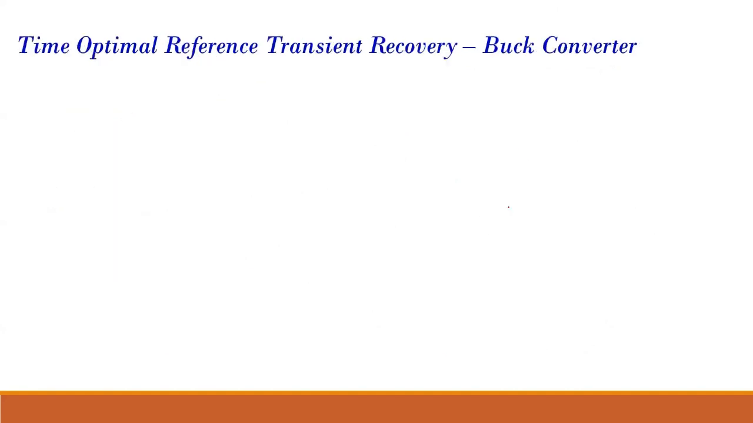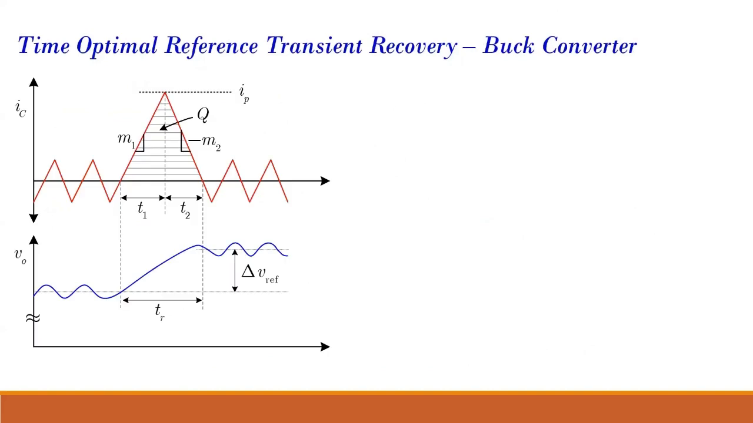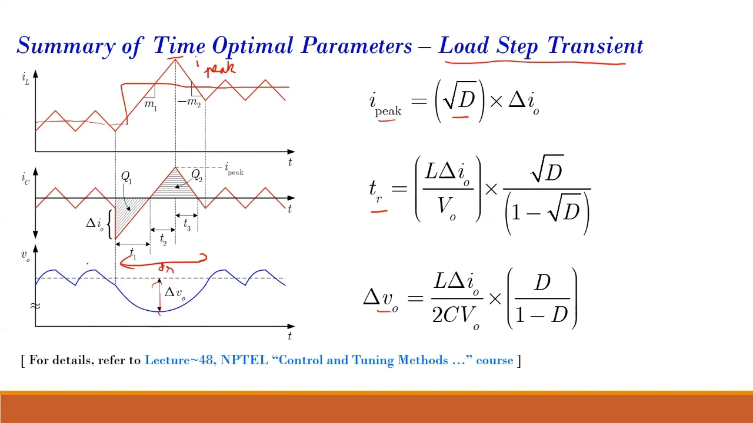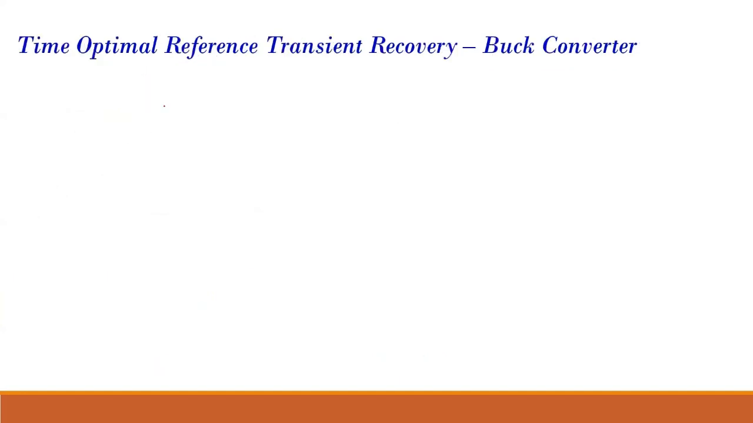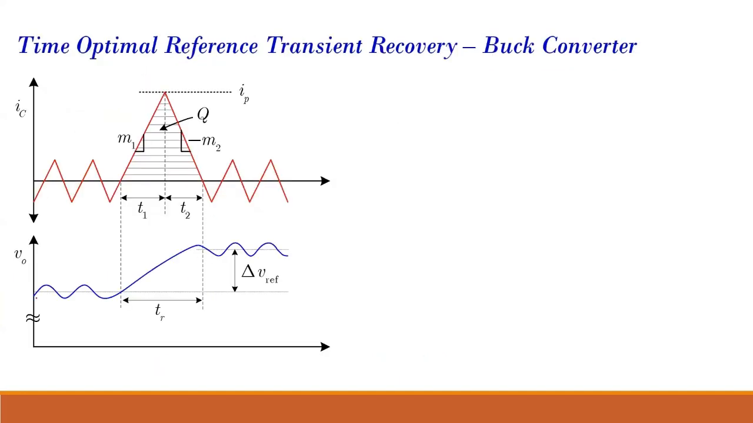Then we will consider the case where my reference is changing. Initially, in this case, my reference is fixed. I want my output voltage to be regulated over here, but my inductor current is changing from this point to that point. In the next case, I want my reference value to change from Vref1 to Vref2. My inductor current will have the same steady state value, but the inductor current waveform is not shown here. The capacitor current waveform is shown here.